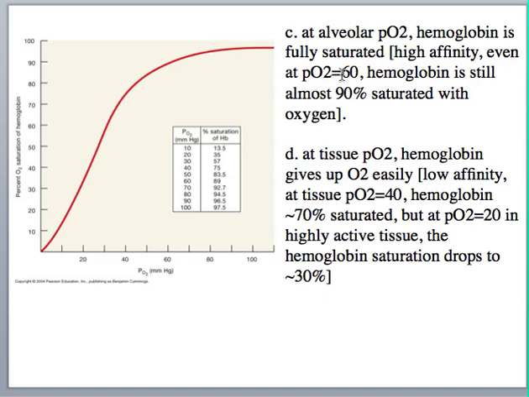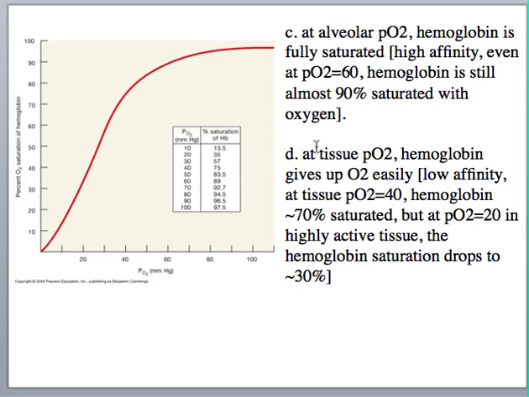At a PO2 of about 60, let's see, here we are at 60. Let's go up here. At 60, it's still going to be about 90% saturated. So this is a very wonderful thing about hemoglobin's chemical structure, that it acts as it does, so that even at a much lower PO2, your hemoglobin is still pretty well saturated. It's a very good thing.